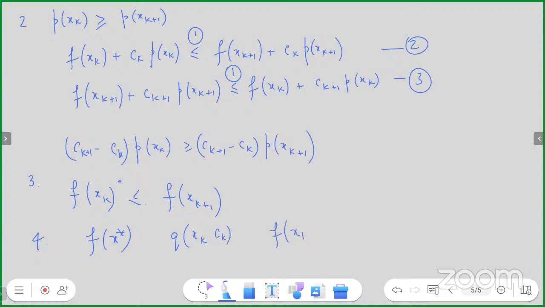F of xk. I want a question mark here and a question mark here. Question? Actually, now I'm not sure about that. Okay, why are you not sure? Because we saw that P is decreasing, but CK is increasing. Yes, CK is increasing and P is decreasing. So we don't know the difference between Q and CP. Okay. So who wants to attempt a proof?